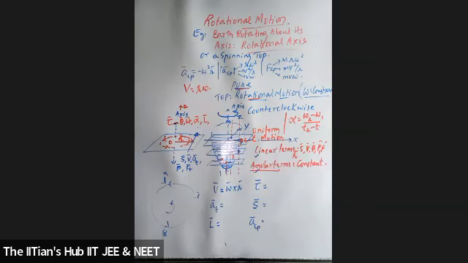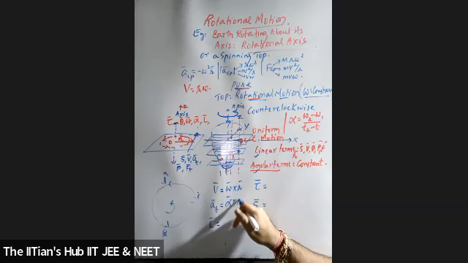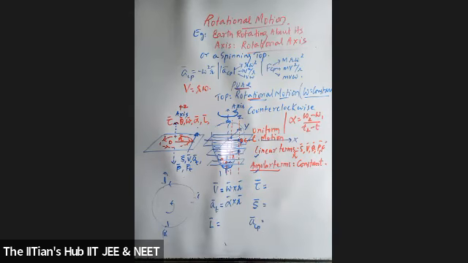Keep this in mind. Can you give me acceleration tangential, students? I wanted a formula with respect to R and alpha. Sir, alpha cross R. Absolutely correct. Alpha cross R.